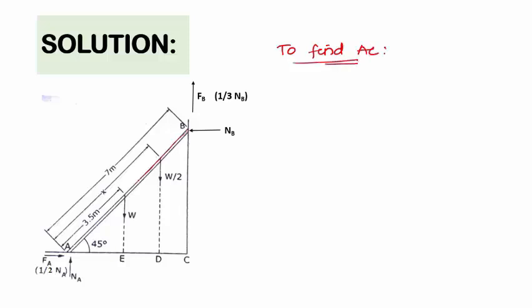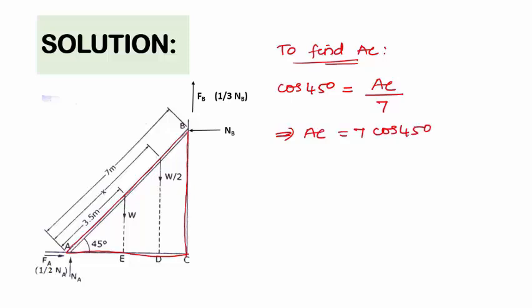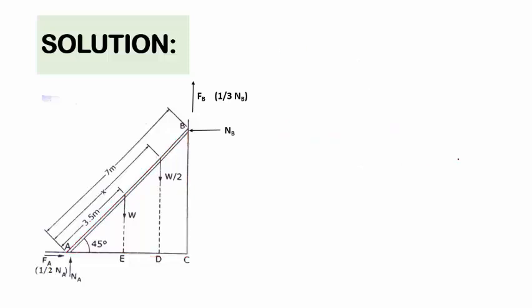Okay. Next, to calculate the perpendicular distance AC, again by considering this right angle triangle, for the trigonometric relationship for cosine, we can calculate the perpendicular distance AC. Cos 45 degree is equal to the adjacent side AC divided by hypotenuse of the right angle triangle 7 meter. So AC is equal to 7 cos 45 degree, which is also 4.9497 meter.